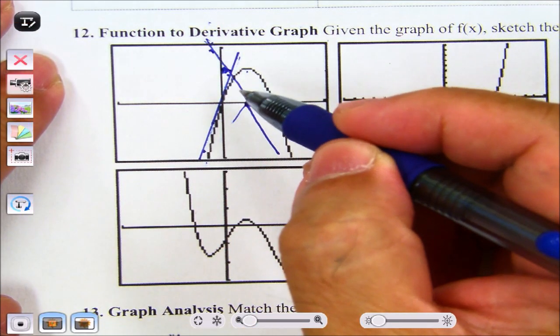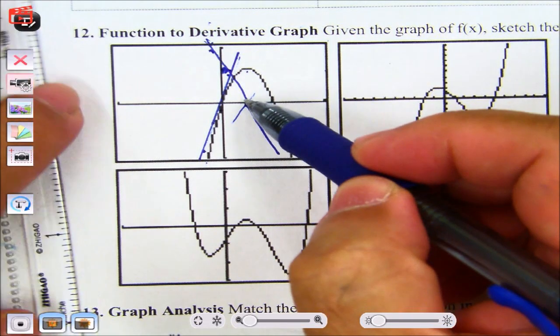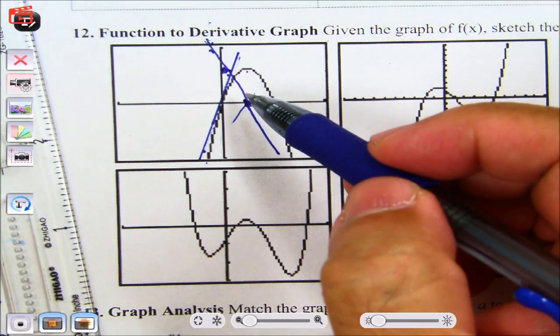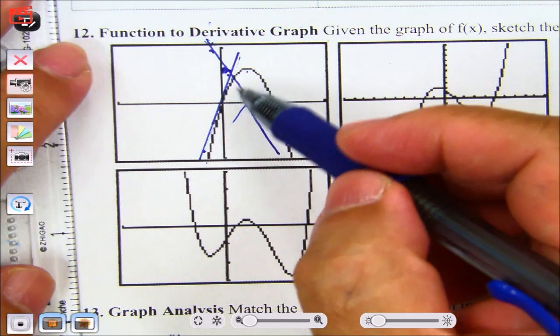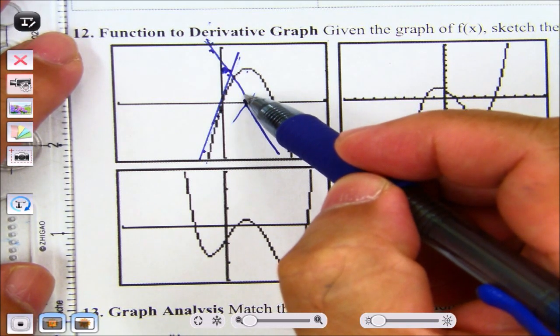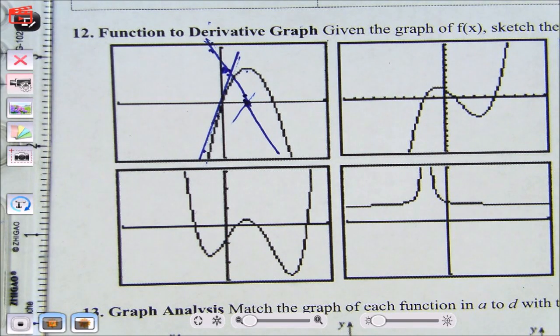I'm not saying the slope of the original function is going to match the slope of the derivative. They're not related. The slopes are not related. The slope is related to the y value of the derivative. So you couldn't have a tangent line that was below y equals 0. Okay.